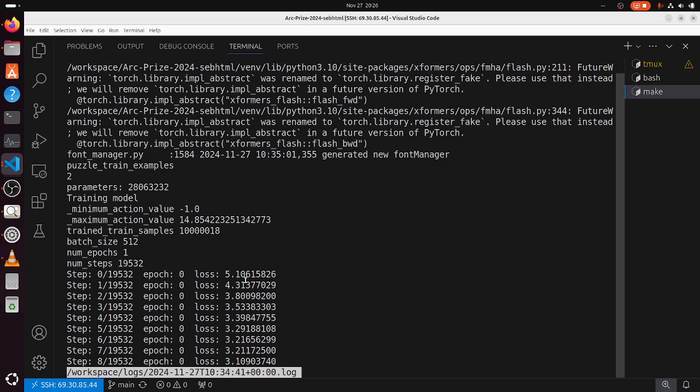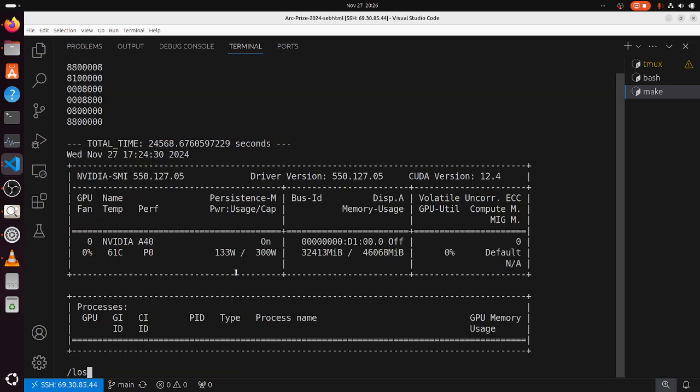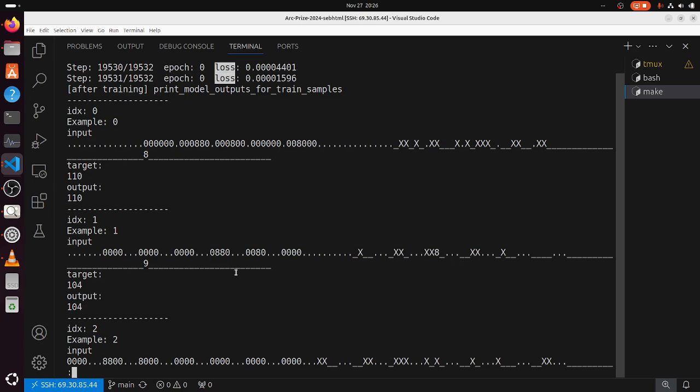So the training at the beginning, there's a loss of 5. At the end, the loss is almost 0.